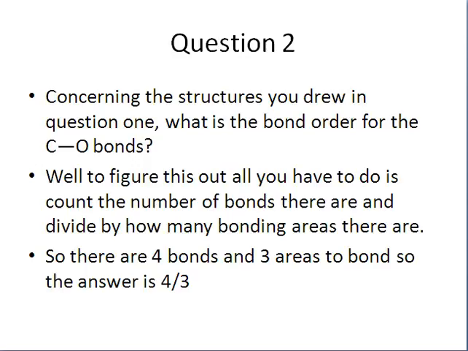Alright, for question 2, I kind of answered it in question 1, but in order to figure out the bond order, all you need to do is count the number of bonds, and the double bond counts as 2. So that's 2 plus another single bond plus another single bond, that's 4. And then you're going to divide by the areas that they can be bonded to, and there's 3, the 3 oxygens the carbon could be bonded to. So 4 divided by 3 is 4/3, or 1 1/3.